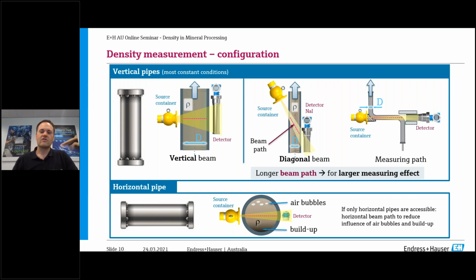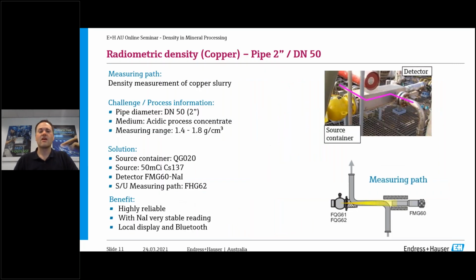So the configuration of the source container and the detector really depends on the measuring range, the measuring effect, what we want to achieve, the pipe material, the diameter of the pipe as well, and maybe the conditions too. So it all depends. If you want to learn more about that, we can definitely discuss it in depth. I'm going to go through two examples now around radiometric density in different applications.